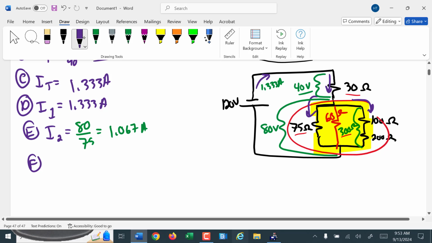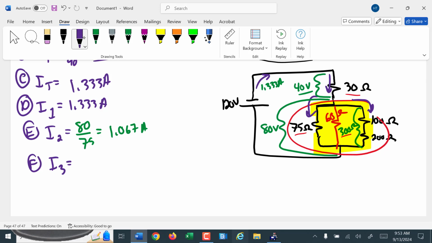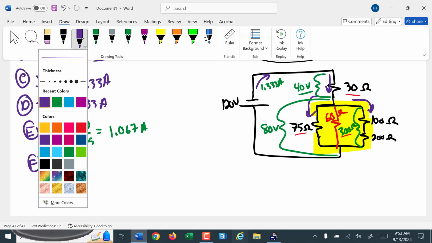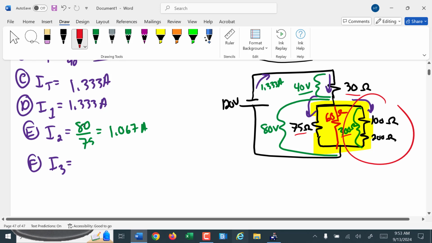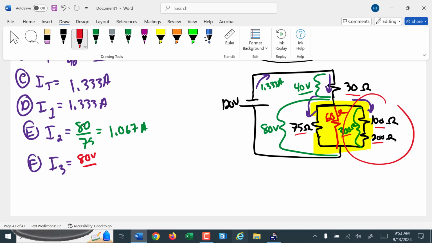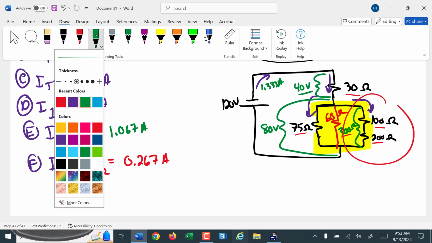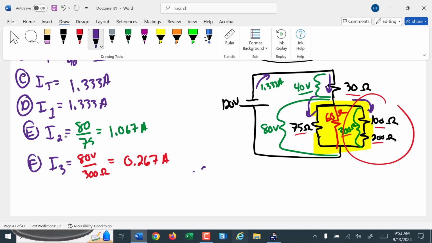F, the current through I3. Well, again, we're looking at this other half of the circuit over here. This side is 300 total ohms. So we have 80 volts over 300 ohms, which gives us 0.267, I believe, amps. And then G is asking for I4, which has to be the same. Whatever current goes through here has to go through this one as well, because they're in series.